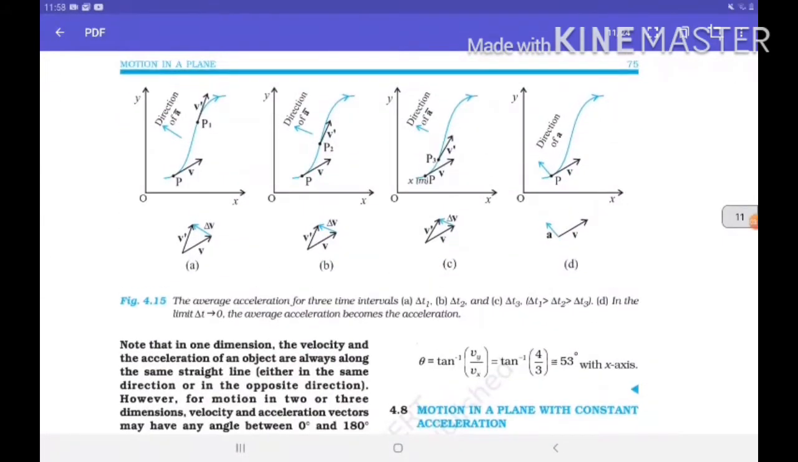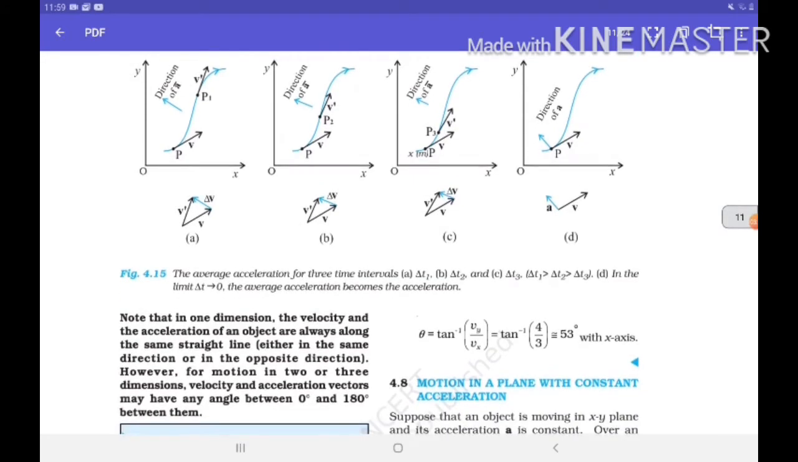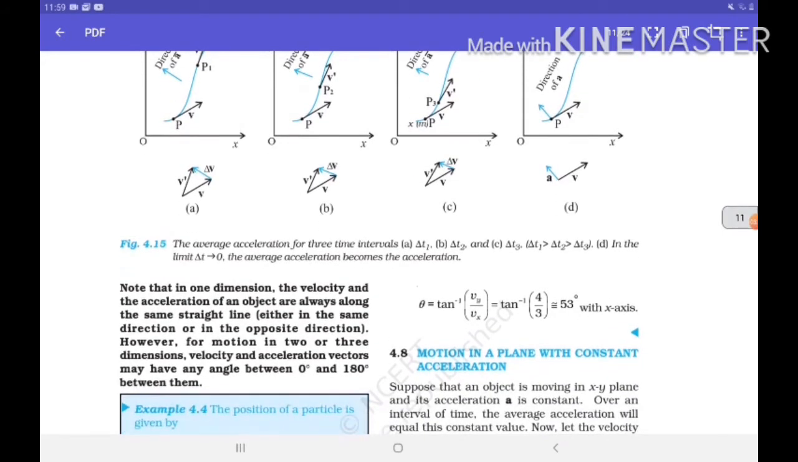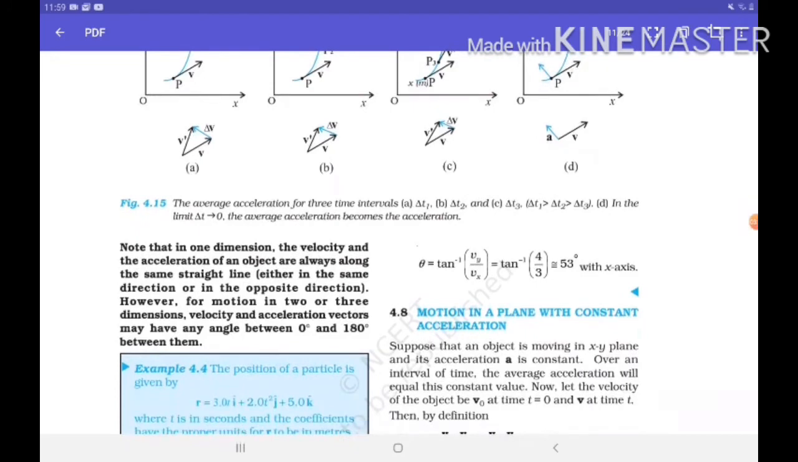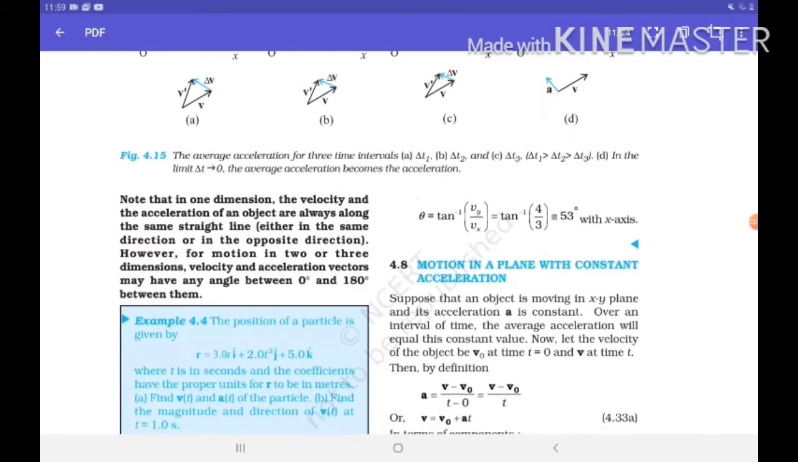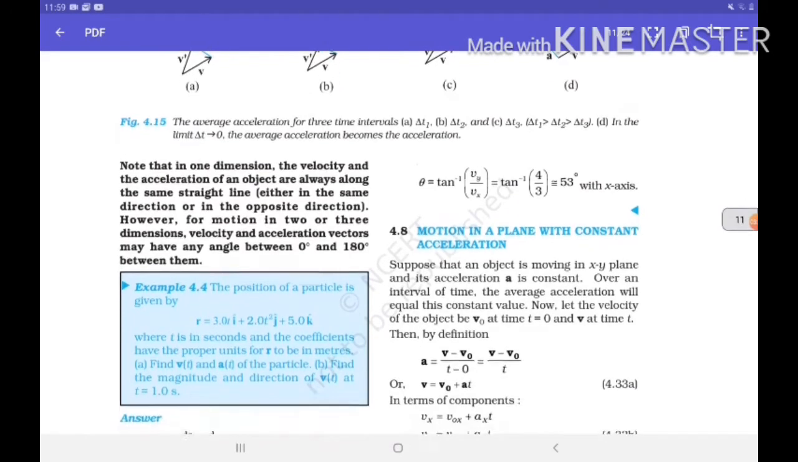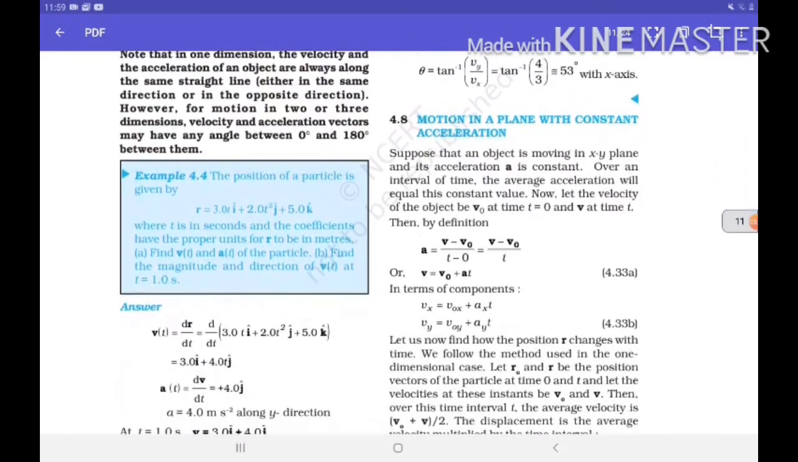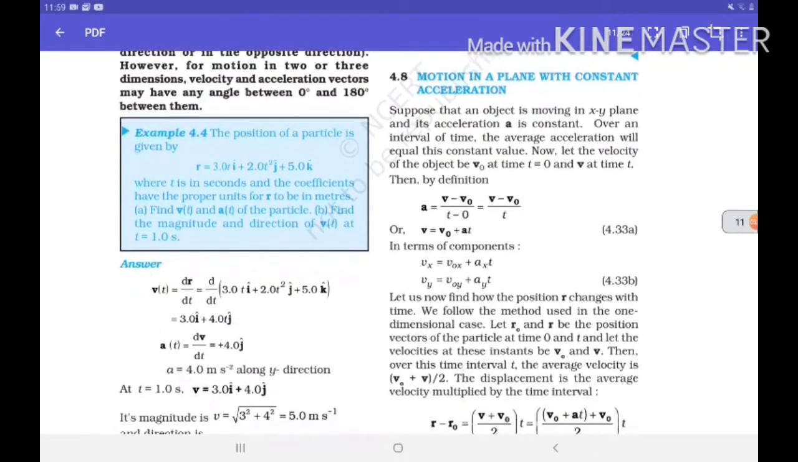And here are some graphs showing the average acceleration for 3 time intervals delta t1, delta t2, delta t3. In the limit delta t tends to 0, the average acceleration becomes the acceleration. Note that in 1 dimension, the velocity and the acceleration of an object are always along the same straight line. However, for motion in 2 or 3 dimensions, velocity and acceleration vectors may have any angle between 0 degree and 180 degree between them. Motion in a plane with a constant acceleration.